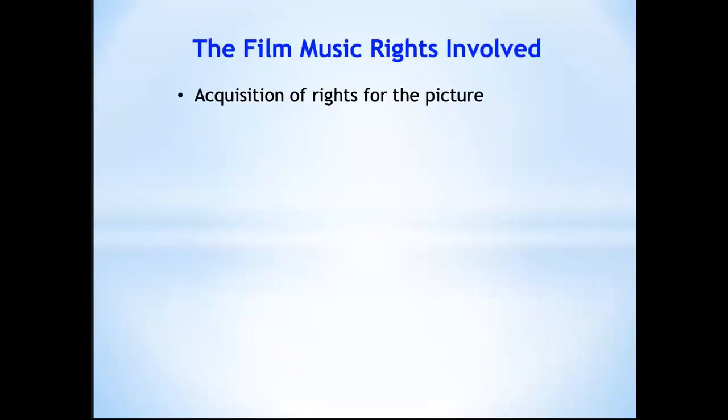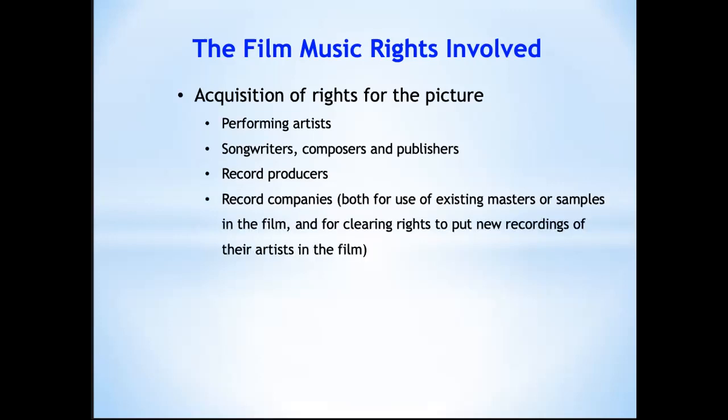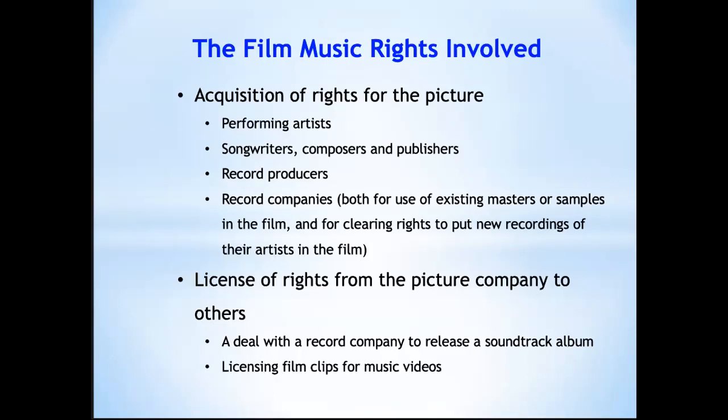So, acquisition of the rights for the picture: you have to deal with the performing artists, the songwriters, composers, and publishers, record producers, and record companies, both for use of the pre-existing masters or samples in the film, and also for clearing rights to put new recordings of their artists in the film. And the license of rights from the picture company to others is a deal with a record company to release a soundtrack album, licensing film clips for music videos, and possibly a publishing administration deal.